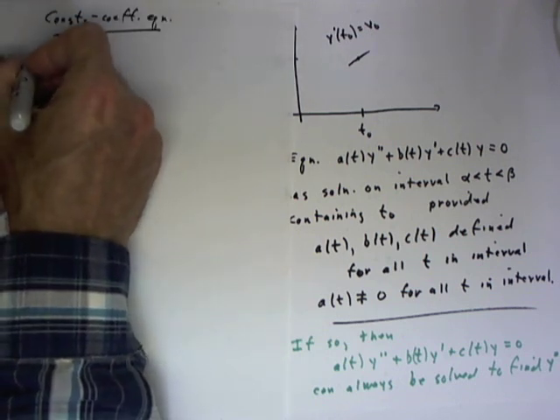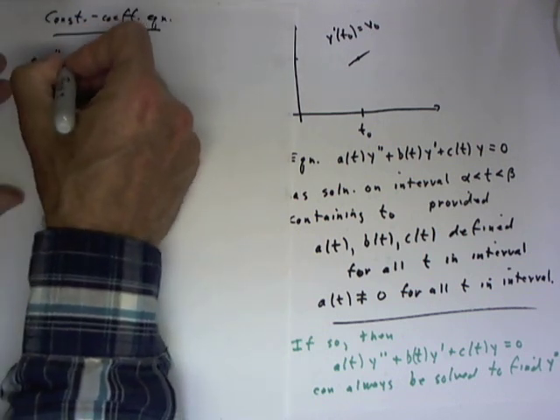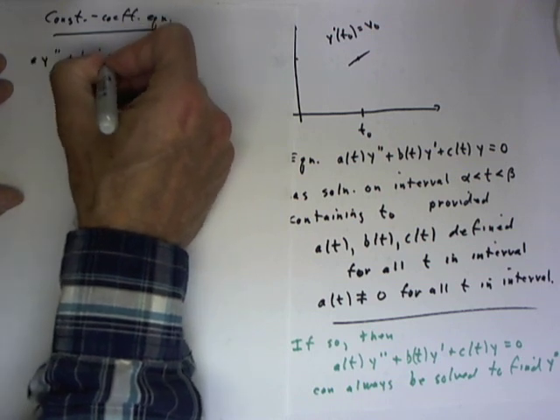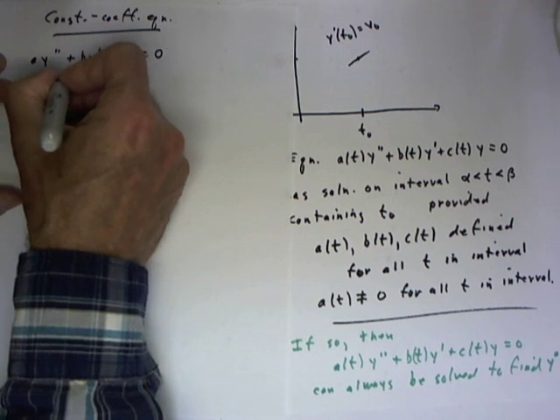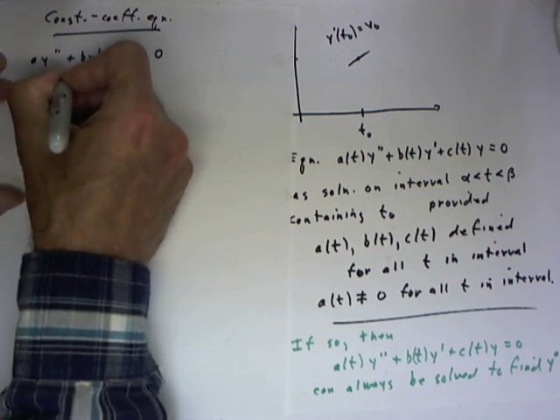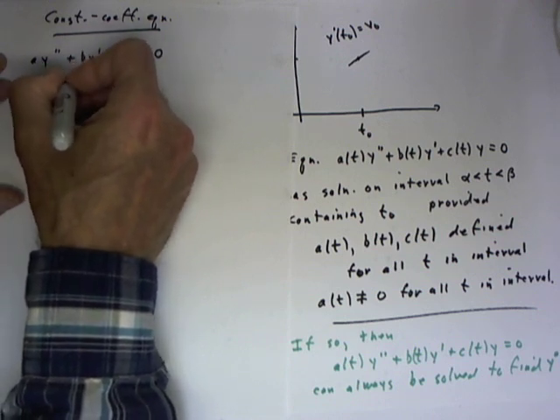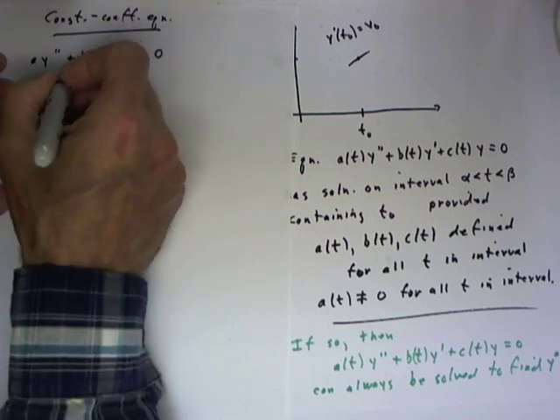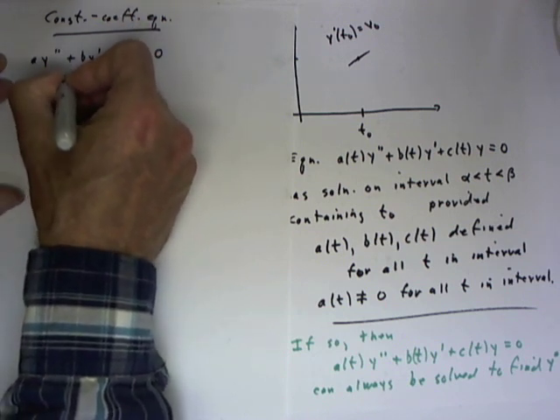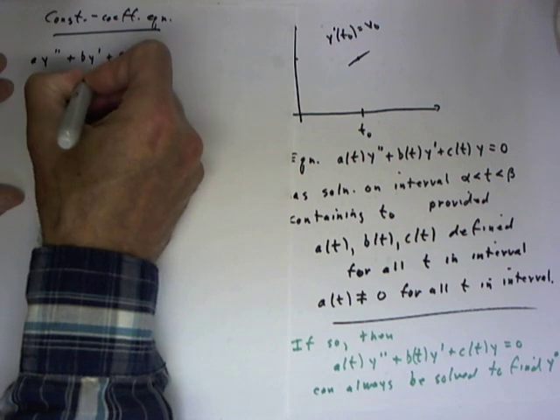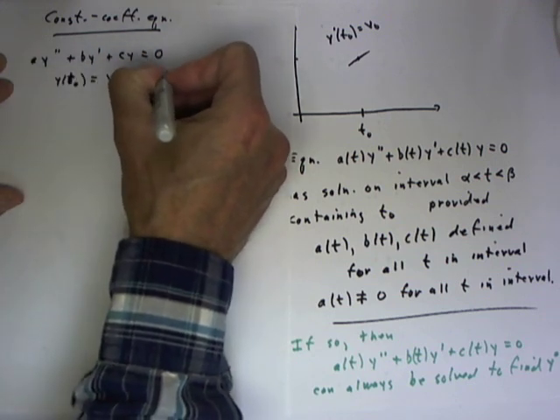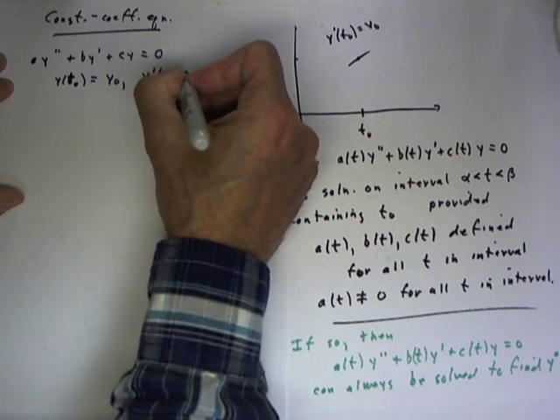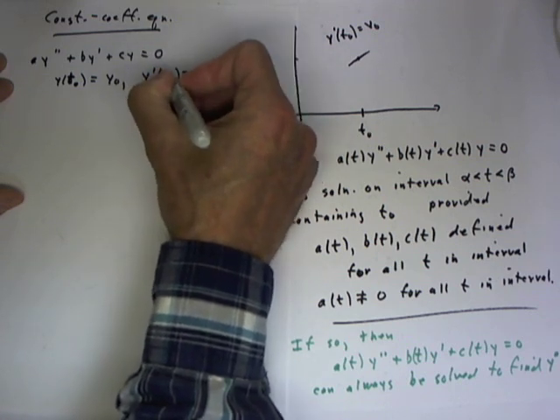The constant coefficient equation is ay double prime plus by prime plus cy equals 0 with conditions y of t naught equals y naught, y prime of t naught equals v naught.